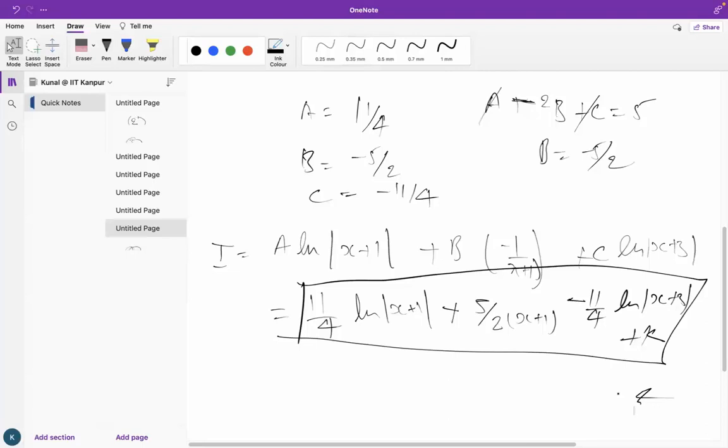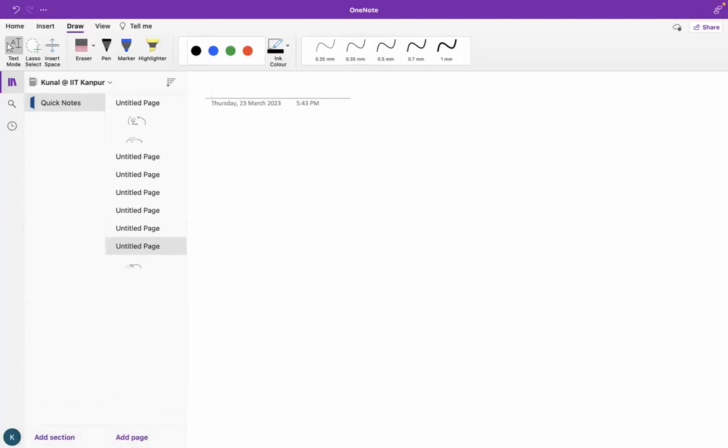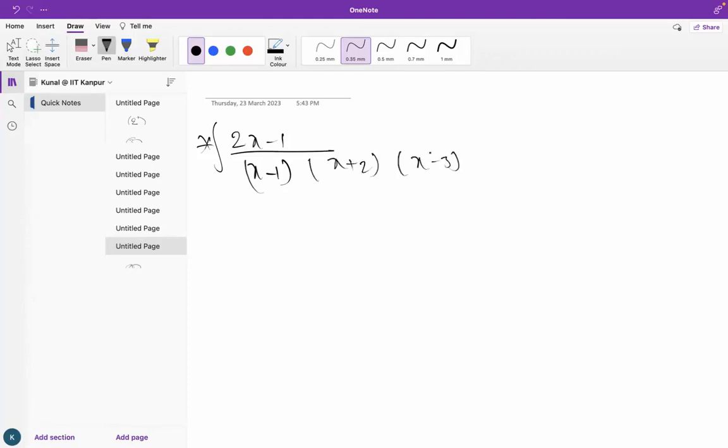So let's solve one more problem here. Okay, so our next problem is, let me write here, the integration of 2x minus 1 divided by x minus 1 into x plus 2 into x minus 3 dx. Let me hold 1 second.